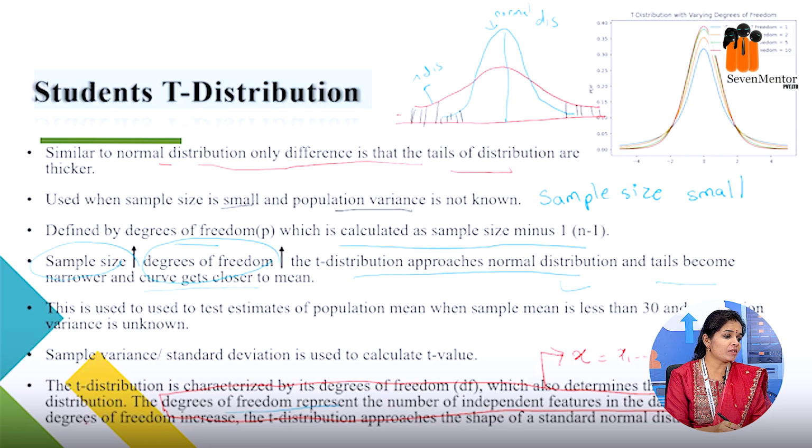If the degrees of freedom increase, the T distribution approaches the shape of the standard normal distribution. How will it be increased? Just now we saw, it depends upon the sample size. So we need to increase the sample size in that case.